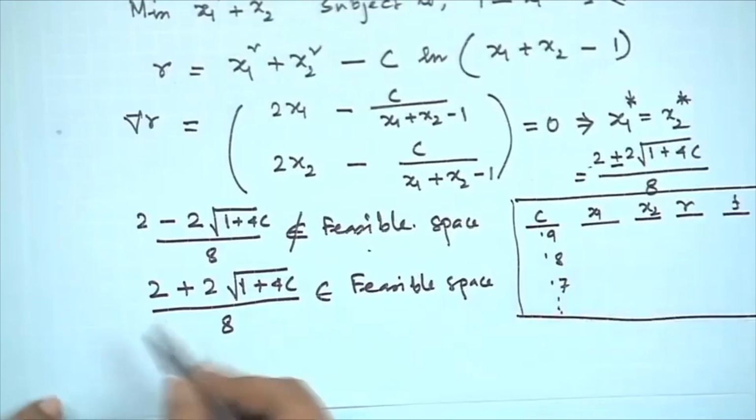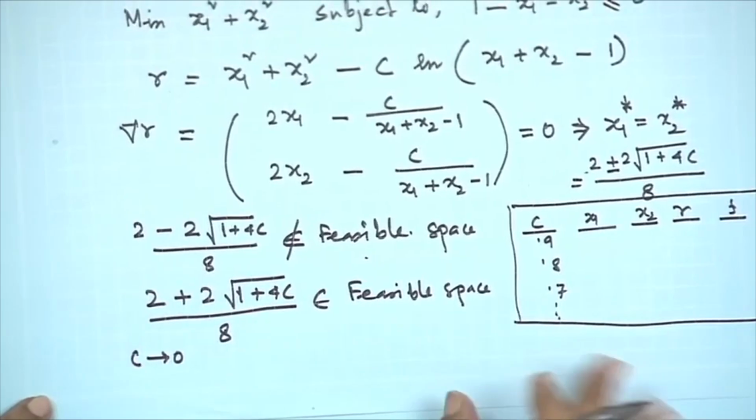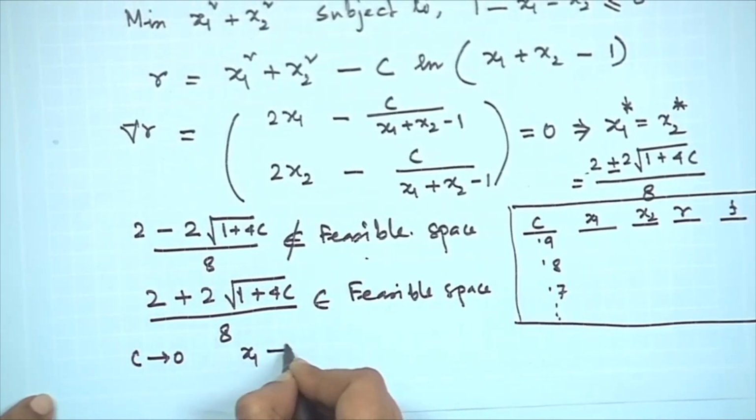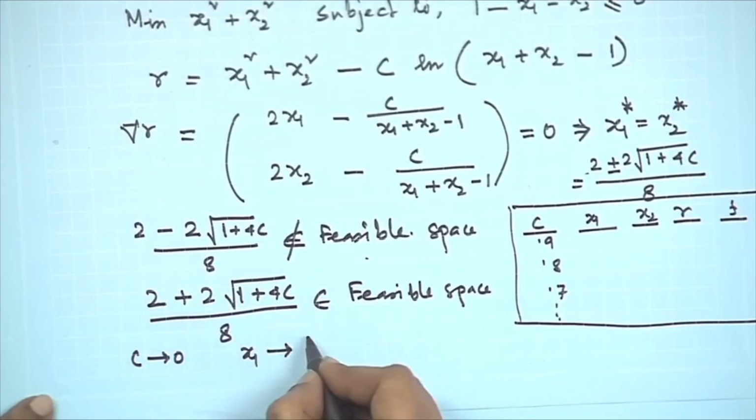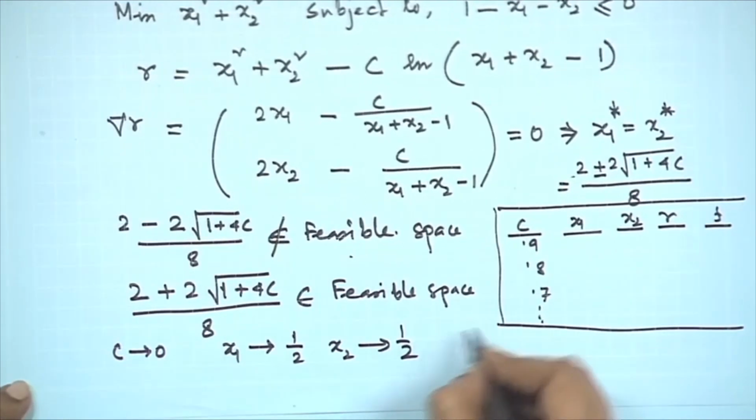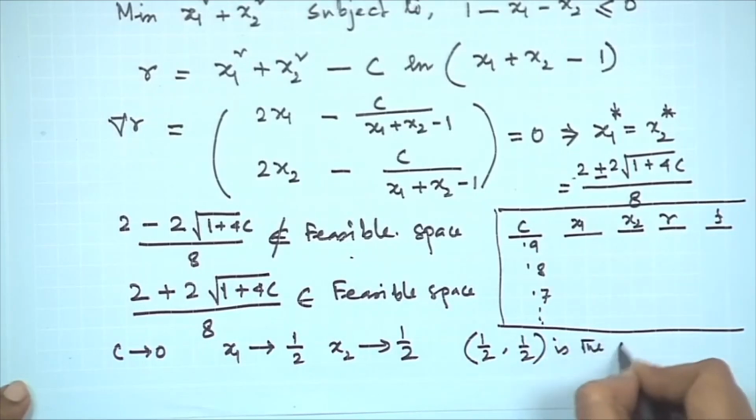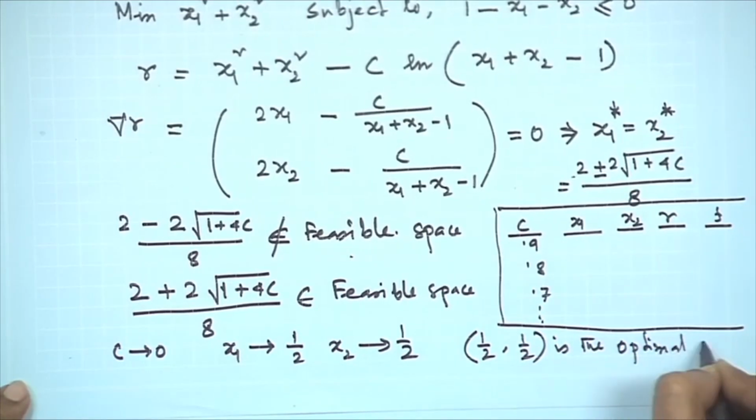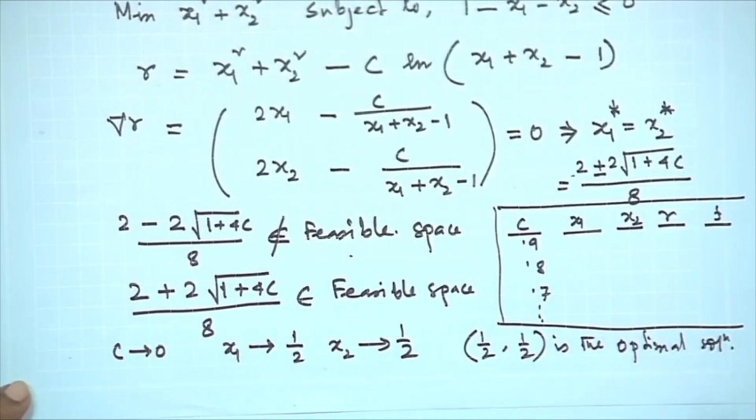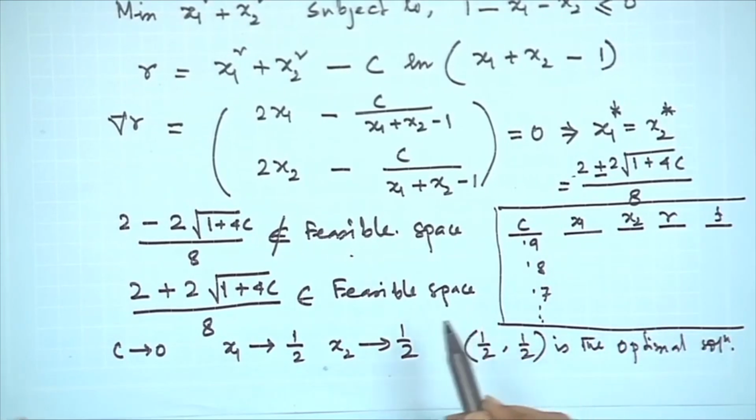Other way, we can take c tending to 0. If c tends to 0, we see that the x1 value will tend to 2 plus 2 divided by 8, that means half. The x2 value is also tending to half. That is why we can declare half, half is the optimal solution. Same thing you will get through this table as well. What I suggest, you just check it, and for the previous problem also do the same exercise. Thank you for today.